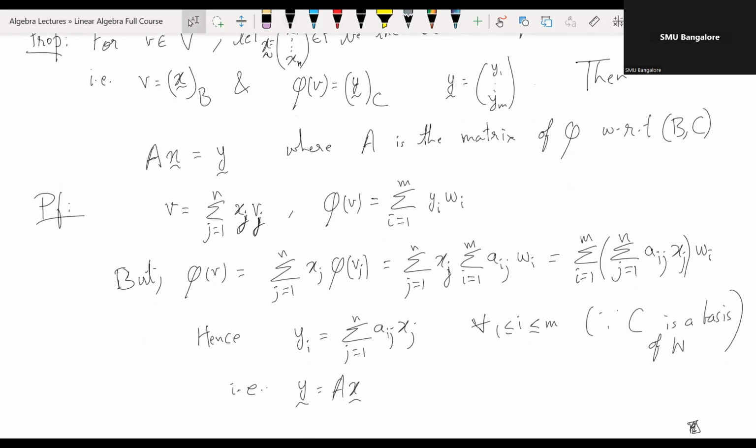So now this is precisely matrix multiplication, it precisely gives you this. This statement precisely means that the column vector y is precisely A times x. Is that okay?